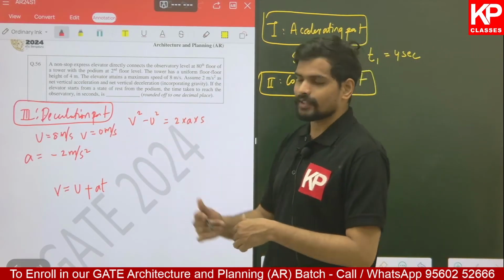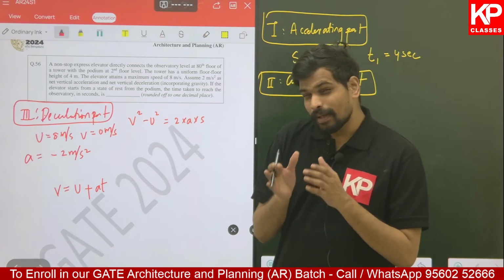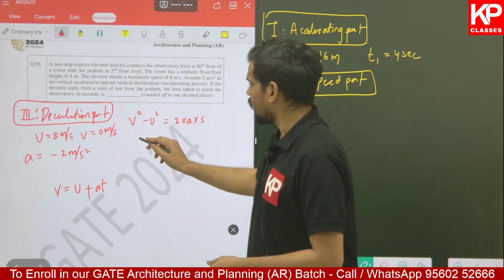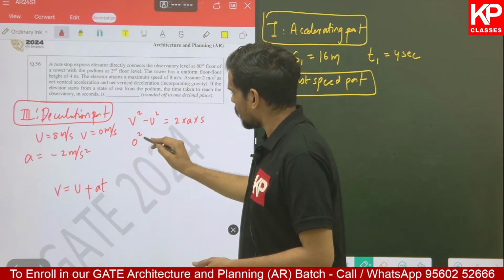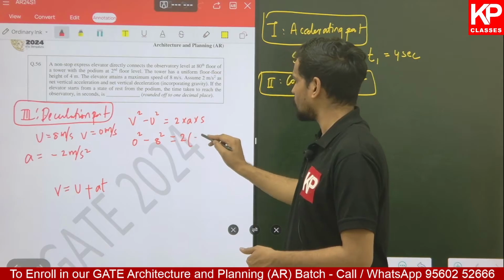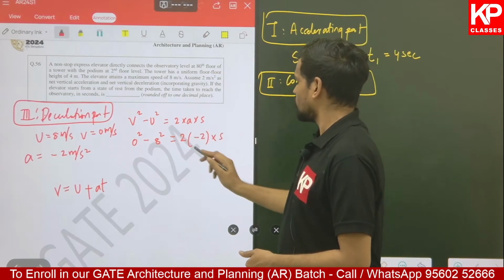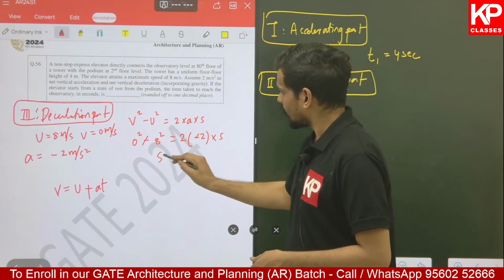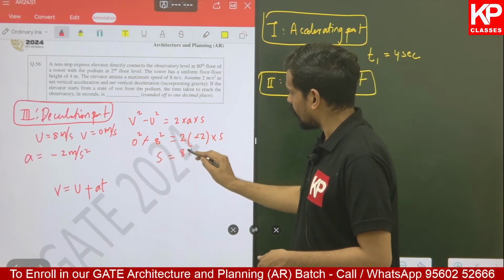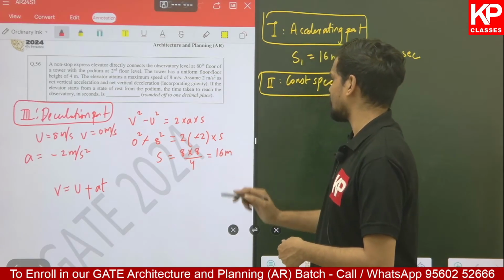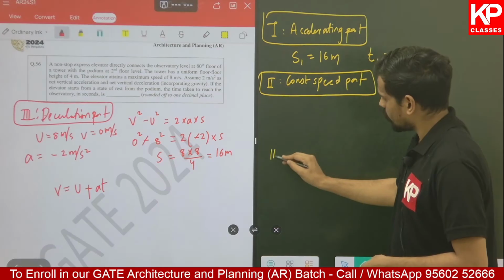So let us apply the same equations of motion again. v square minus u square is equal to 2 into a into s. v square is 0 square, minus u square, 8 square, is equal to 2 into a, which is -2, into s. If you simplify, the minus and minus get cancelled on both sides. You will get s equal to 8 square divided by 4, which comes out to be 16 meters.